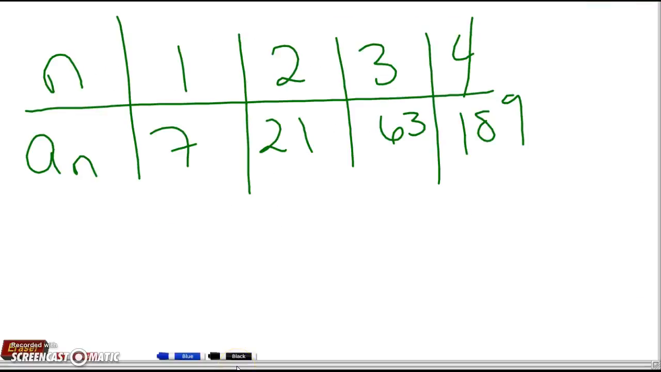Now I wrote this because I know a lot of students sometimes have a hard time understanding the sub values. So n represents, for a sequence, it's always going to be counting numbers 1, 2, 3, 4, and so on and so forth. And so for my a sub n values, a sub 1 would be 7, a sub 2 would be 21, a sub 3 would be 63, and a sub 4 would be 189.